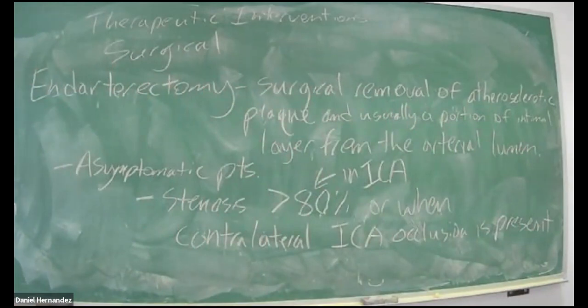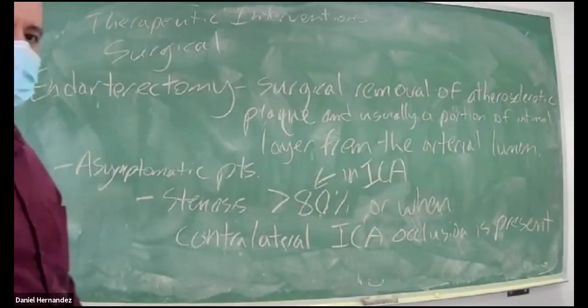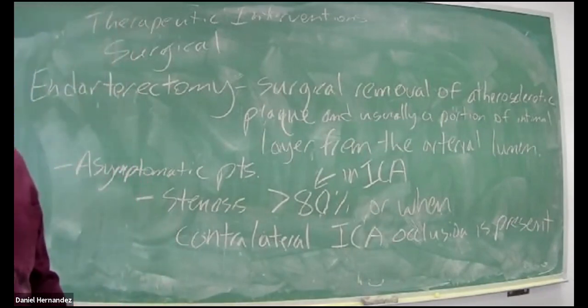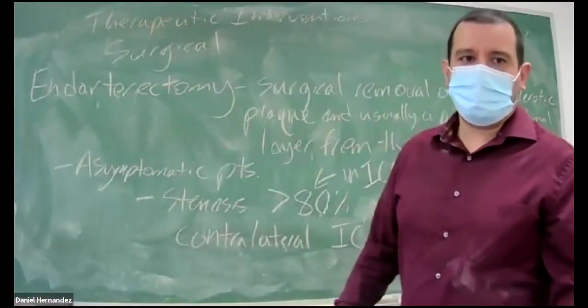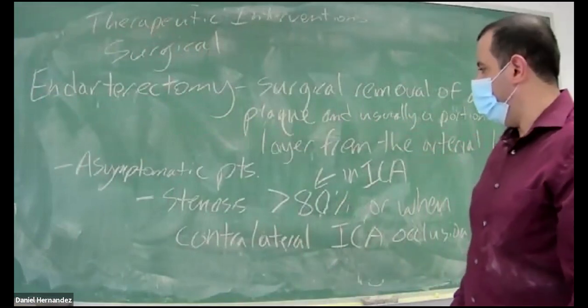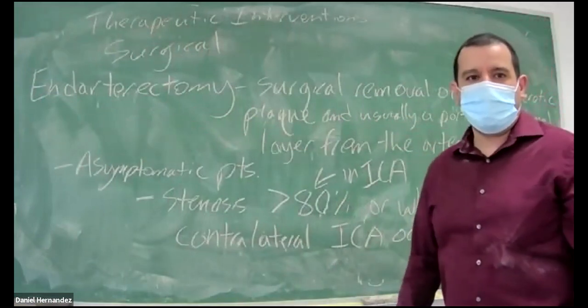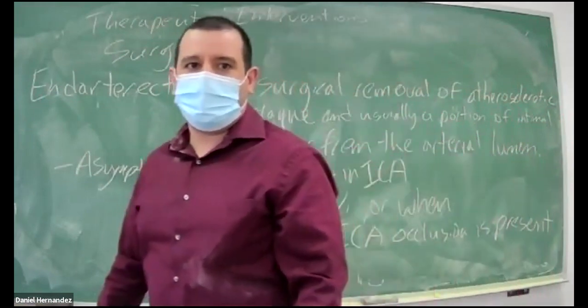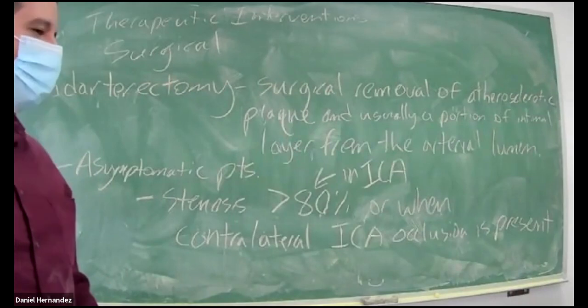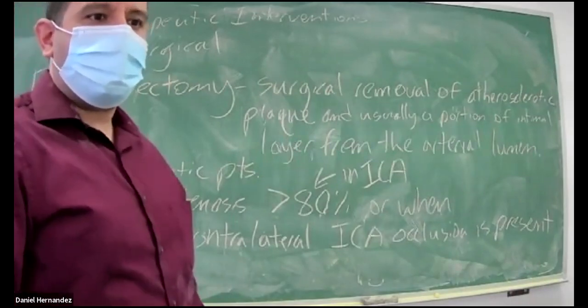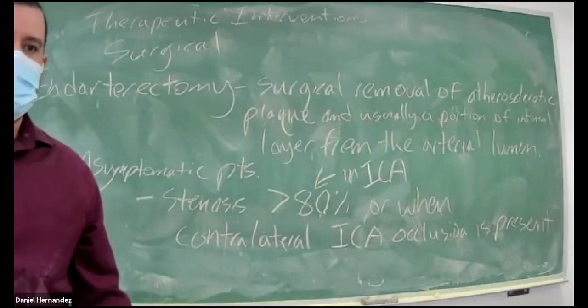So asymptomatic patients, it's a greater than 80% stenosis in the ICA, or they won't wait till it gets to 80% if the patient has a contralateral ICA occlusion. So if the other side is blocked up, they're not going to wait that long. It poses too much of a risk, too much of a danger. And you have to remember that that one ICA now is compensating for the whole brain. So they have to make sure that ICA stays open to prevent the patient from developing ischemic injuries in the brain.